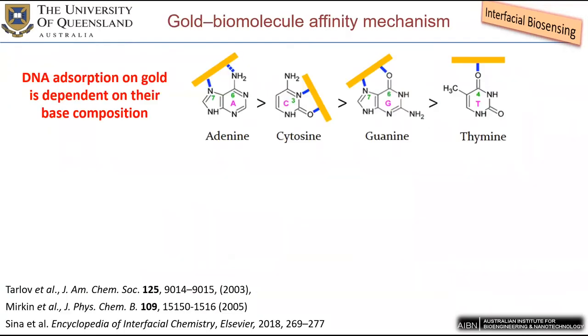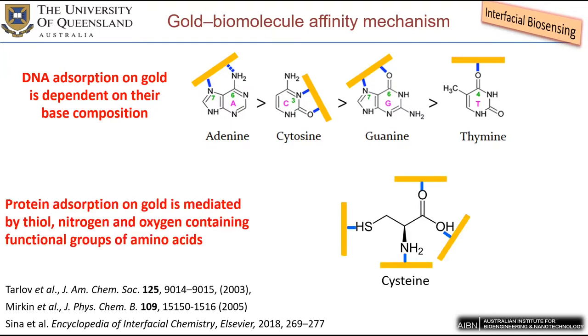So how does the affinity of biomolecules with gold work? For DNA, adsorption on gold is mainly dependent on the base composition. We know that DNA has four different bases: adenine, cytosine, guanine, and thymine, and they have affinity towards the gold surface through their nitrogen- and oxygen-containing functional groups. It has been found that adenine has the highest affinity towards the gold surface in comparison to the other bases, followed by cytosine, which has a higher affinity than guanine and thymine.